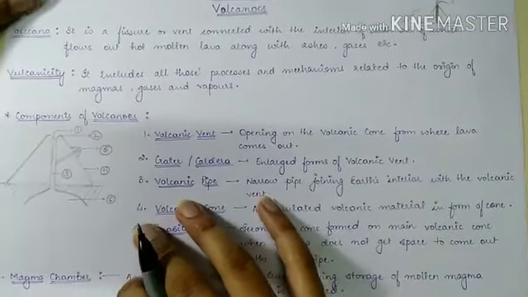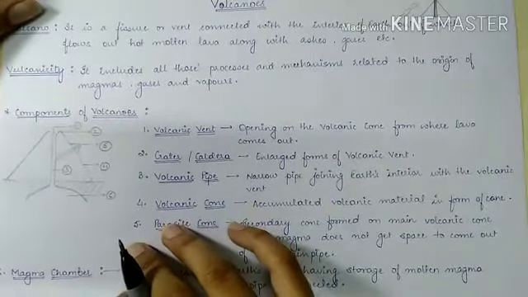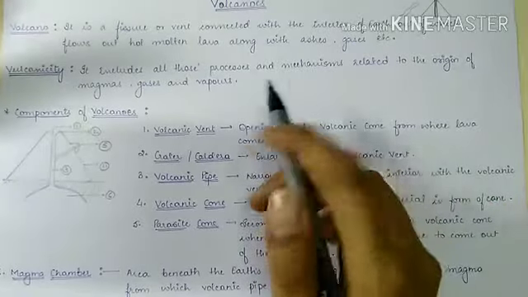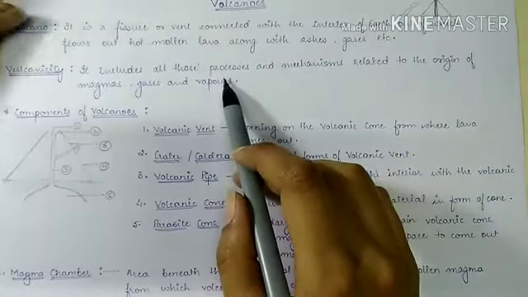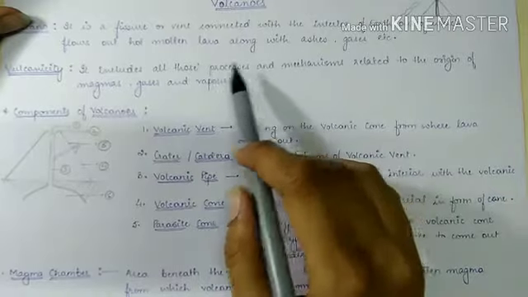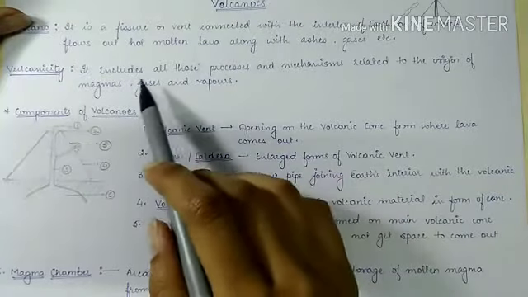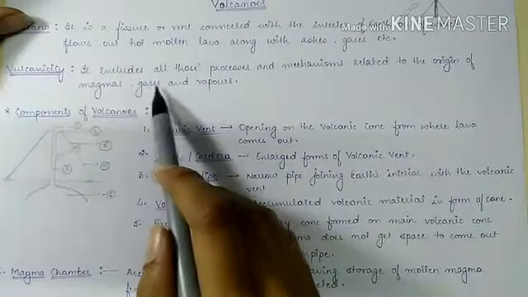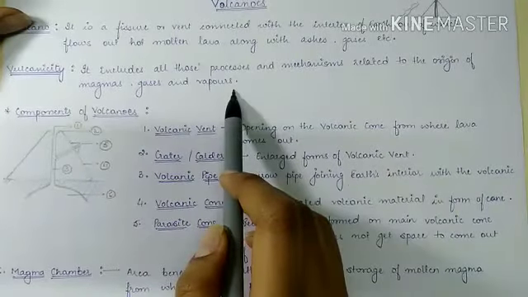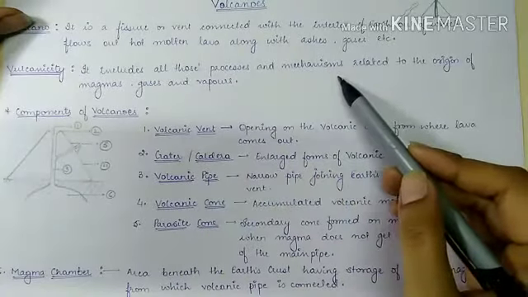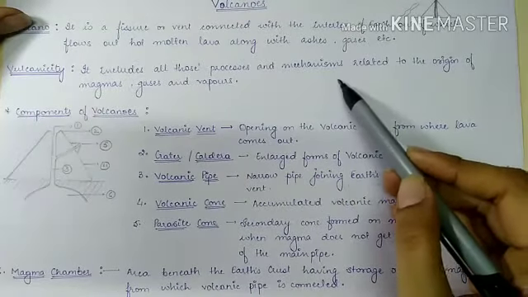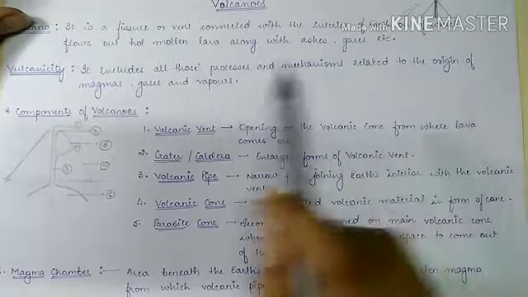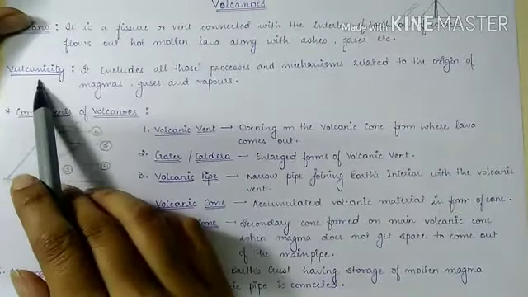And now we will see what volcanicity is. Volcanicity is actually the study which includes all the processes and mechanisms related to the origin of magma, gases and water vapors. So how the volcano is formed and how it erupts, all this is seen in volcanicity.